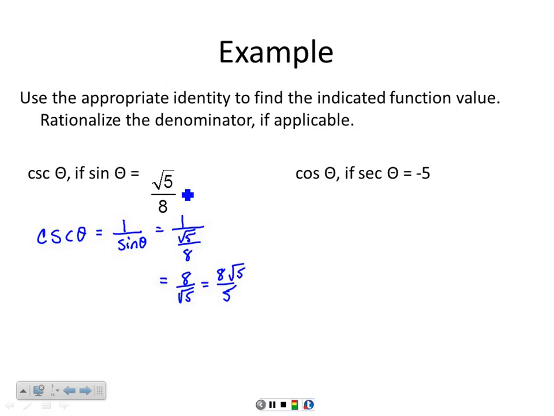So basically what are we doing? We're taking the reciprocal. Alright, so cosine theta, if secant theta is negative 5. Well, you know that this is going to be negative 5 over 1. So cosine and secant are reciprocals of each other, so all we have to do is take the reciprocal of the secant theta and get 1 over negative 5.